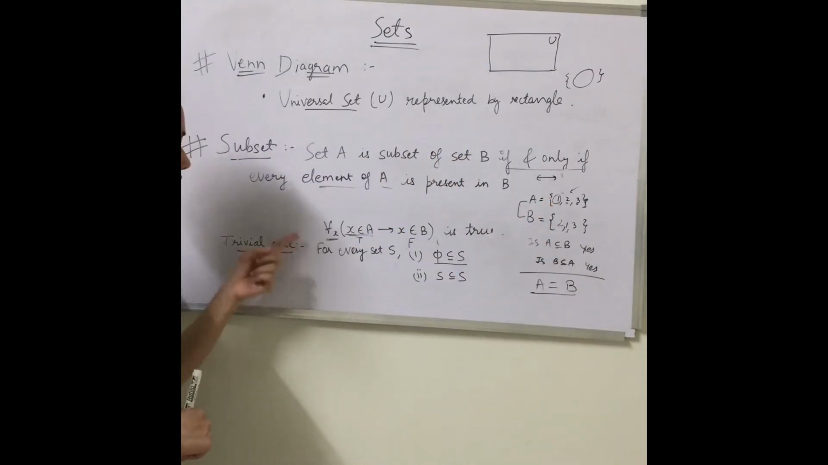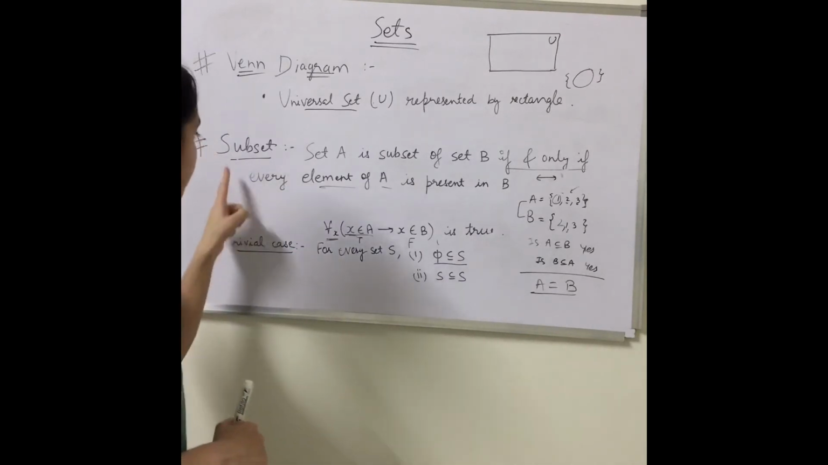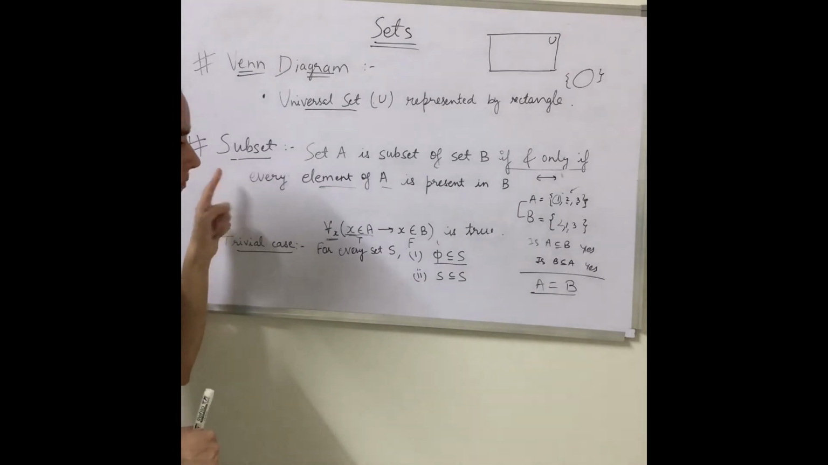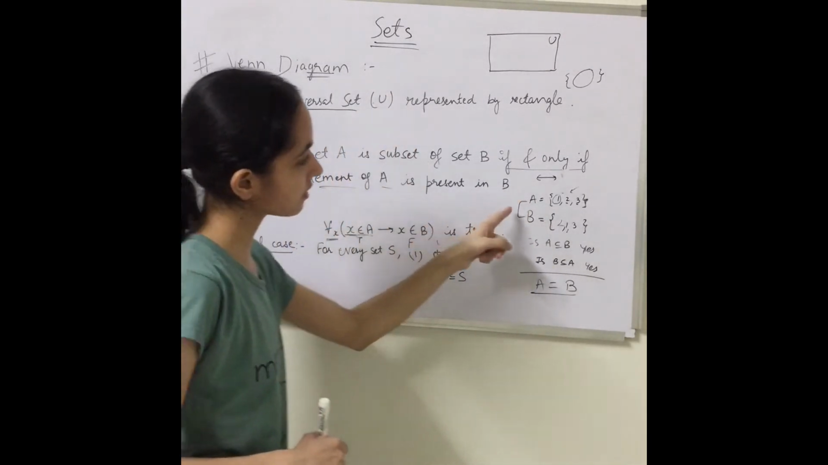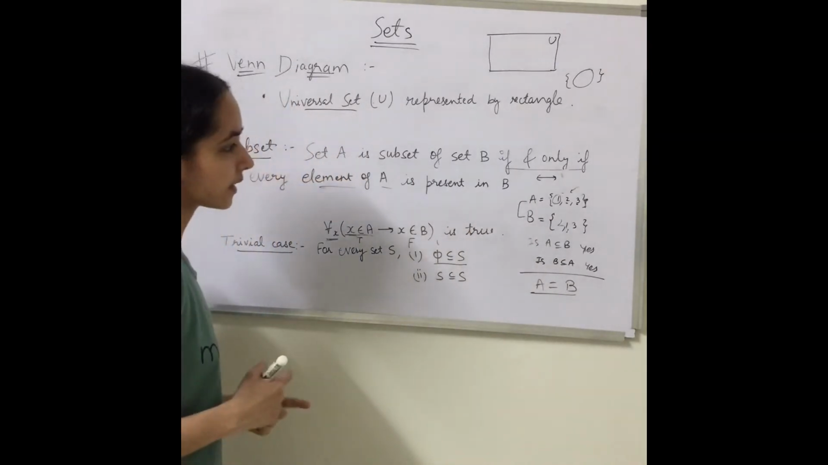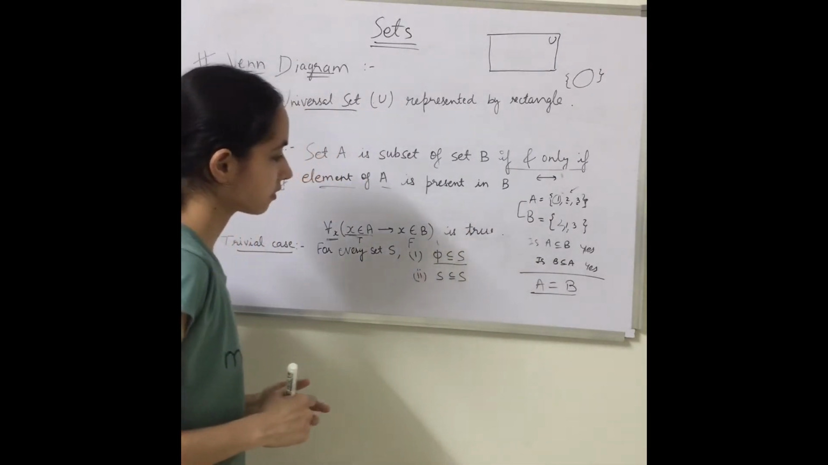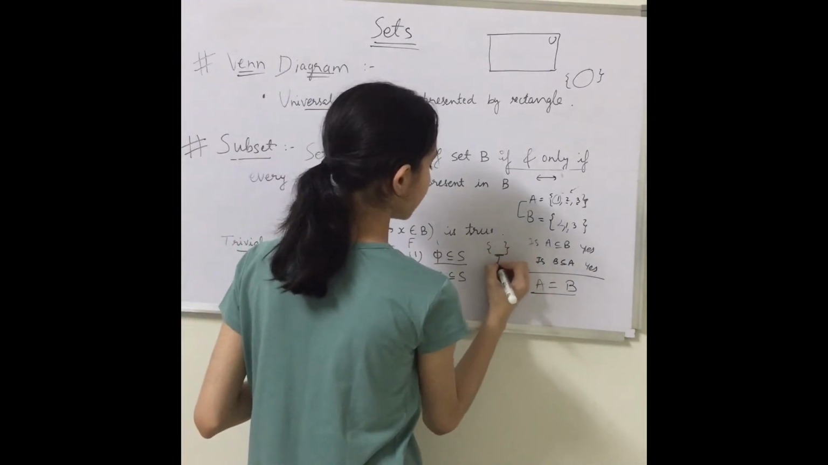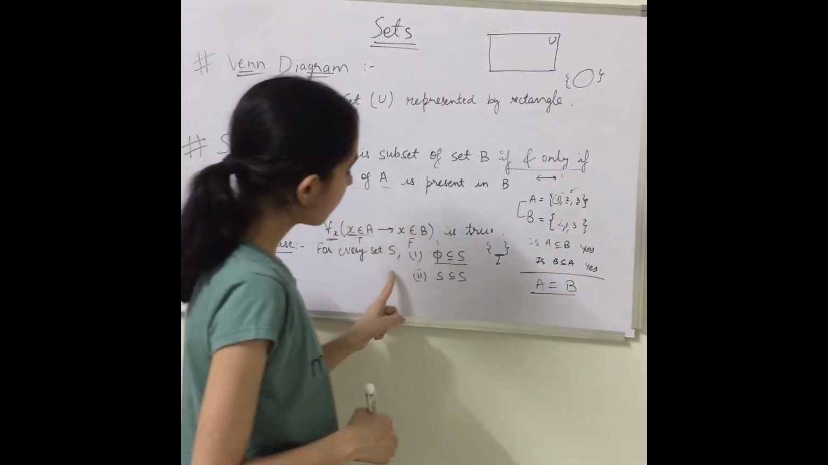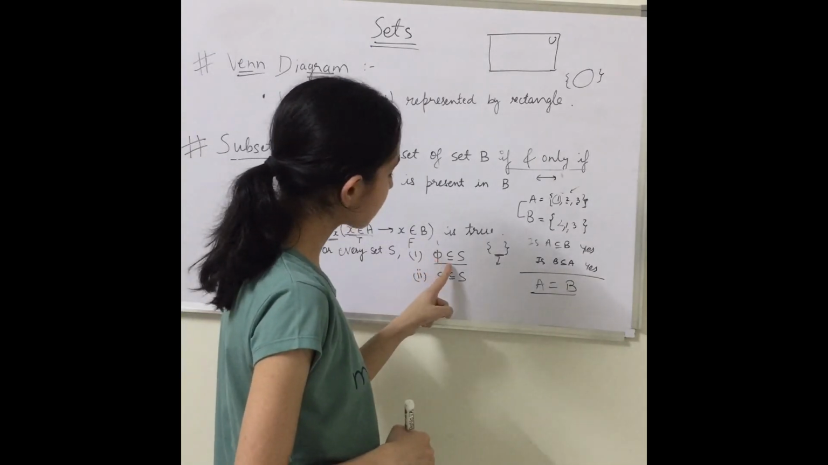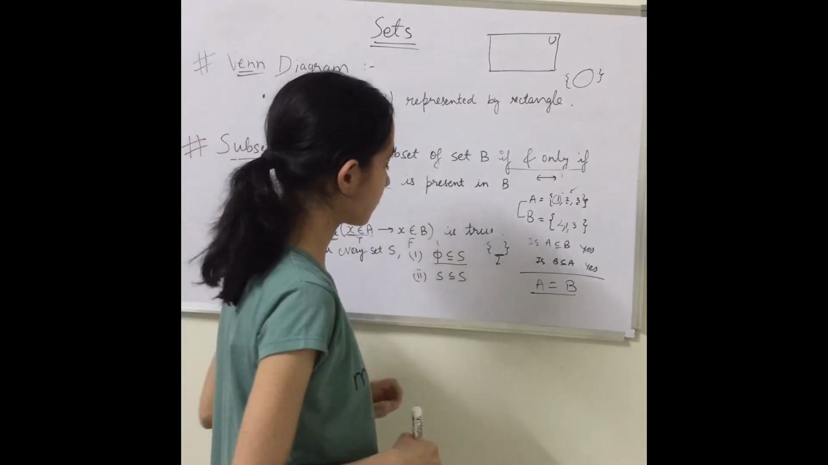So now see some trivial cases. There are two possible cases which are trivial in subset. One is that a set is a subset of itself, meaning A is a subset of A. And the second one is the null set. Null set means empty. For every set S, the first trivial case is phi is a subset of S. The second trivial case is S is a subset of S.